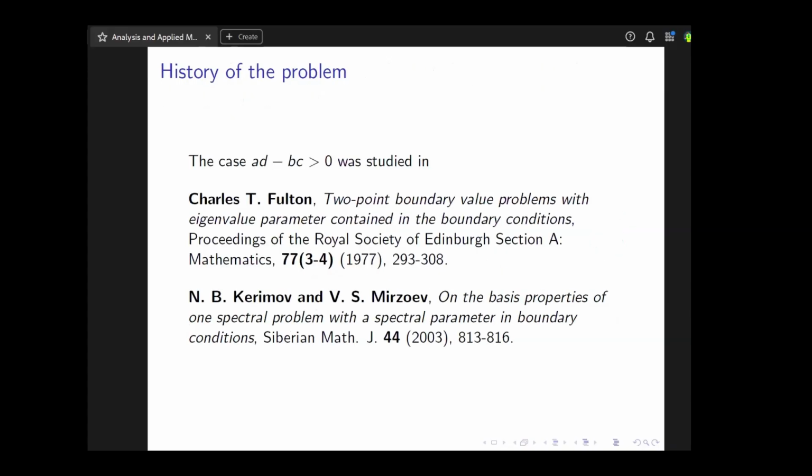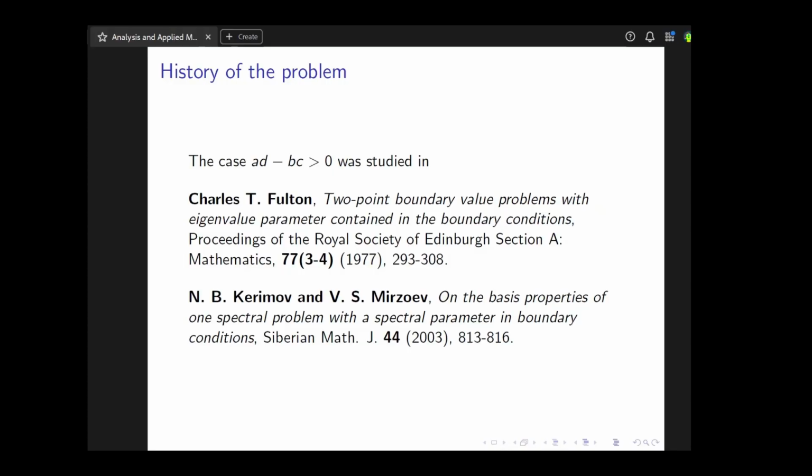A little bit of history of the problem. The case AD minus BC greater than 0 was studied in many papers. I can mention Fulton's paper in Proceedings of the Royal Society of Edinburgh from 1977, where you can find more references and connections with applications. This problem appears in many real-life situations: engineering problems, physics problems, even probability.